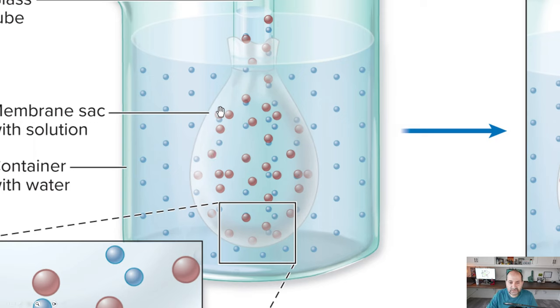If these pores were larger, then the sugar, the red dots, would diffuse out of the cell. They would go from in to out because the sugar is more concentrated inside than outside. But remember, the sugar cannot cross the membrane because the pores are too fine. The membrane is selectively permeable. And so the water is what's mainly crossing the membrane. If that's true, the water will move from where water is more concentrated to where water is less concentrated.